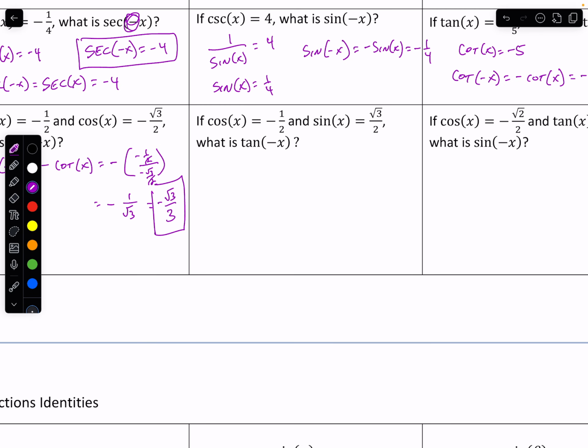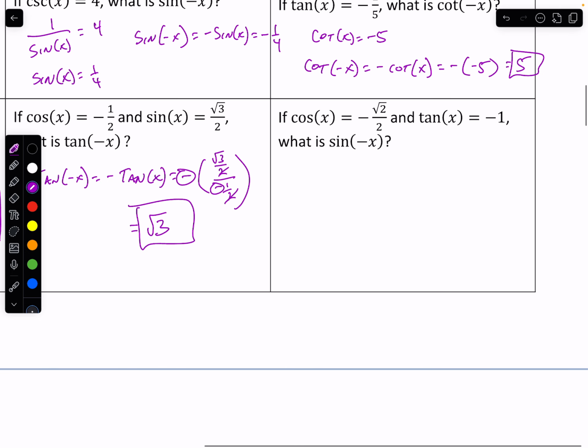Let's see, on the second one here, what is tan of negative x? Well, I know that tangent is an odd function, so tan of negative x is equal to negative tan of x. And I can make tan of x based on my sine and my cosine up here. So tangent of x, it's going to be negative, and then tan of x is sine over cosine, so negative root 3 over 2 over negative 1/2. So this is going to turn out to be a positive value because the negative and the negative. And then the 2's cancel, and you get root 3.